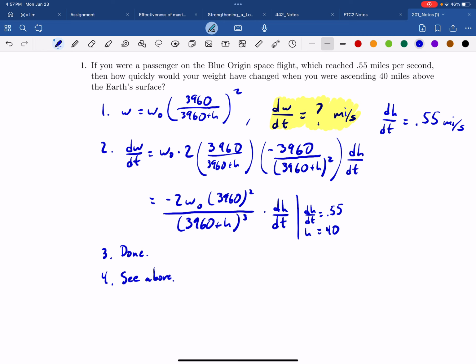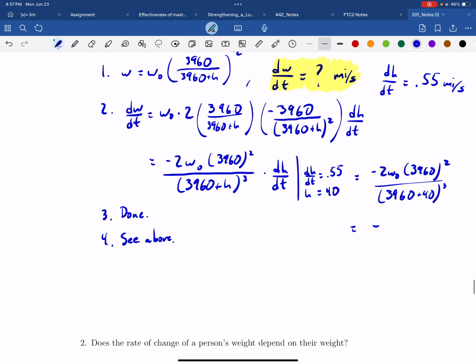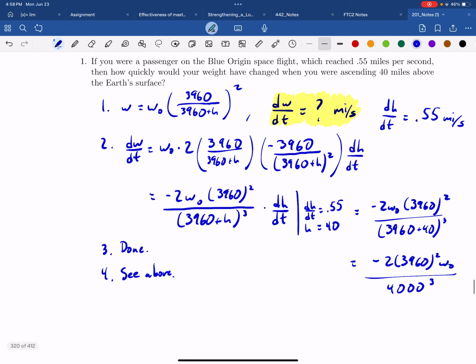And so when we do this, we're going to get negative 2 times W naught times 3960 squared all over 3960 plus 40 quantity cubed. And just to simplify that a little bit, it's going to be negative 2 times 3960 squared W naught all over 4,000 cubed. All right, whatever that is.